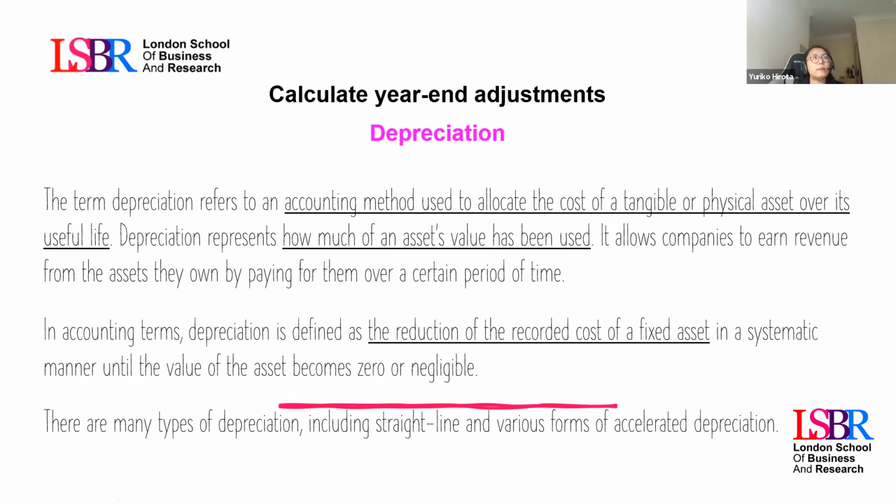depreciation is a concept that I'm pretty sure we have heard, but I would like to show more about it. The term depreciation refers to an accounting method used to allocate the cost of tangible or physical assets. Remember that we have two different types of fixed assets. One is tangible, that we can touch, and another type of fixed assets that we cannot touch, like a software or a technological platform. Both of them have depreciation.